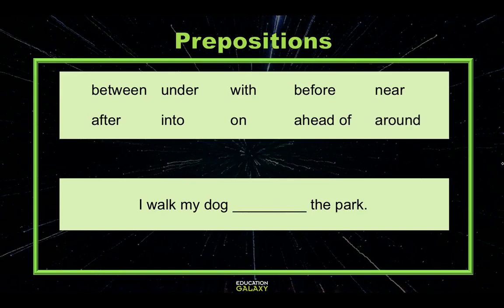Let's try another one. How about near the park? I walk my dog near the park. That makes sense too. Let's try a different one. How about I walk my dog with the park? Does that make sense? Can I walk my dog with a park? Not really. That one doesn't make sense in the sentence. So we would try something different. Let's try another example.